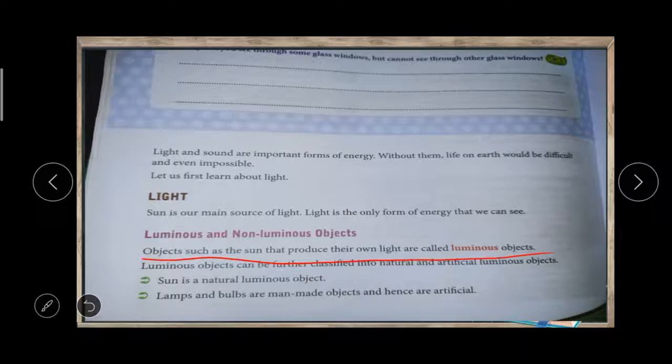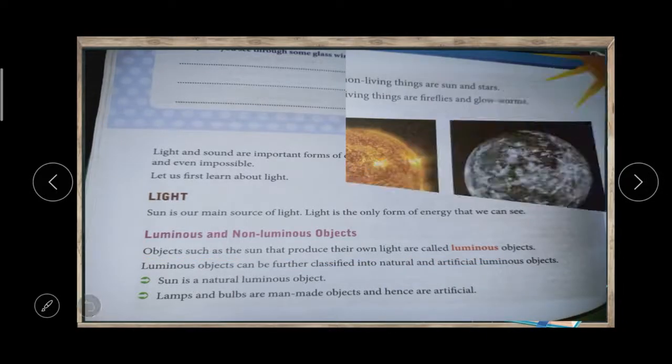Luminous objects are classified further into two types: natural luminous objects and artificial luminous objects. The sun is a natural luminous object. Lamps and bulbs can also produce their own light, but they are man-made, so they are artificial. So natural luminous object: the sun. And artificial luminous objects: lamp and bulb.